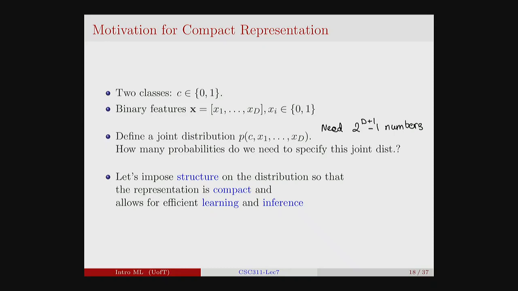And so the question we can ask is whether we can impose some structure on the distribution so that the representation of the joint probability distribution is compact, which means it can be done using a small number of numbers, and that it allows for efficient learning and inference. And we'll know what that means in a bit. Any questions about this slide, about the complexity of representing joint distributions over D plus 1 variables?